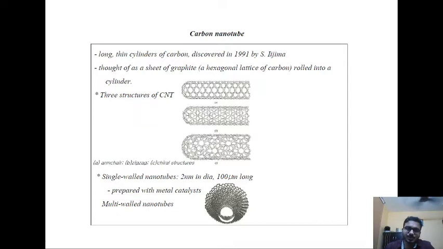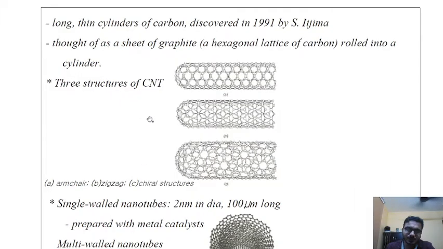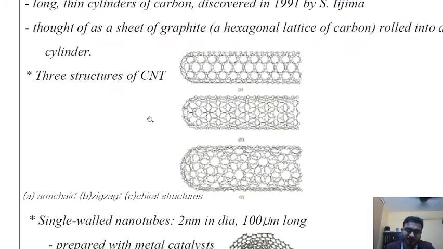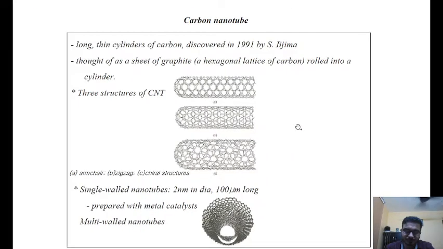The figure shows three types of carbon nanotube structures. First is armchair, second one is zigzag, and third one is chiral structures. Single-walled nanotubes are 2 nanometers in diameter and 100 micrometers long. They are prepared with metal catalysts, and the last figure is multi-walled nanotubes.